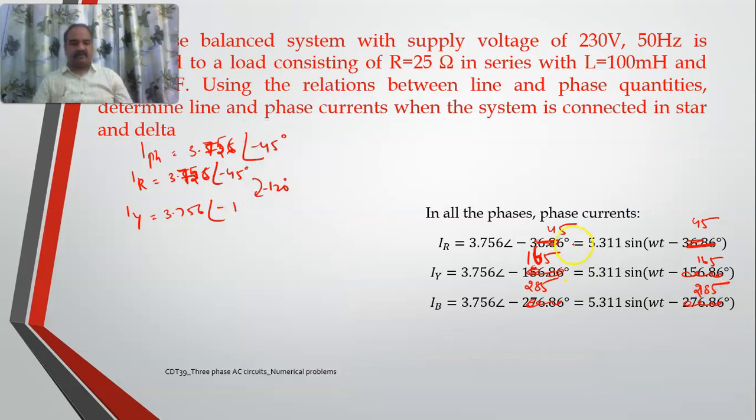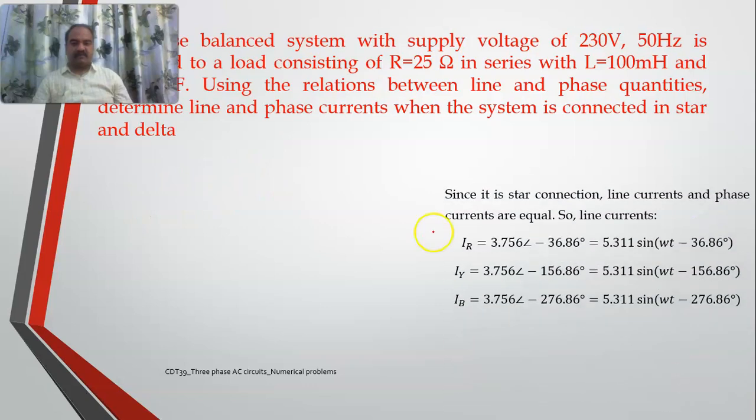There is a 120 degrees phase shift between each of these phase currents. Now in star connection, you can see line currents are equal to that of phase currents, right? So you can directly take this itself as the line currents. You can take the same values for the line currents.